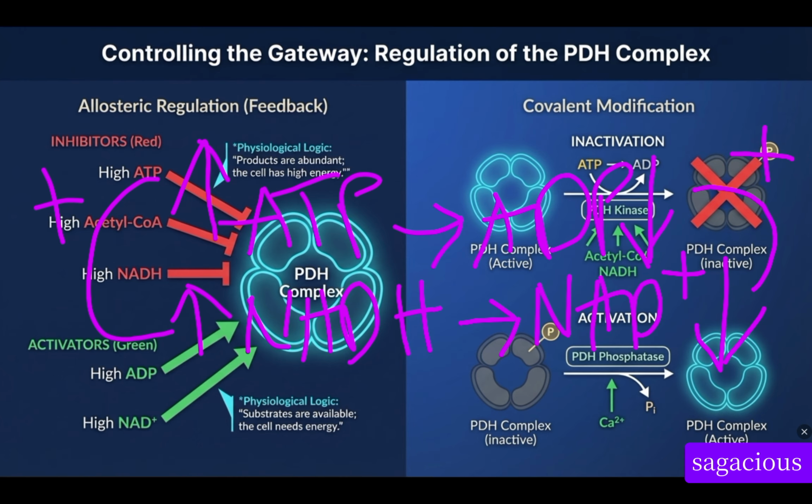Whenever high energy is in our body, what happens? There is high NADH, because this NADH will go into the electron transport chain to produce more energy. So whenever ATP is high, there is high NADH. And whenever ADP is low, there is what? Low NAD positive. And when NAD positive is high, ADP is high, ATP is low, and NADH is also low.